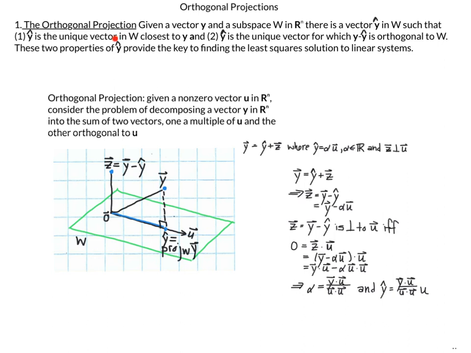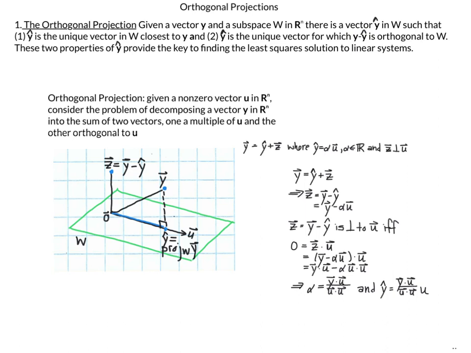In this video, we're given a vector y, here with this blue dot, and a subspace W in Rn, which is this green plane rectangle, and there's a vector y hat in W, this vector with the blue dot, which is on the plane, such that y hat is the unique vector in W closest to y. You get that sense because basically we take y and drop a perpendicular vector until we hit W, and that's our y hat.